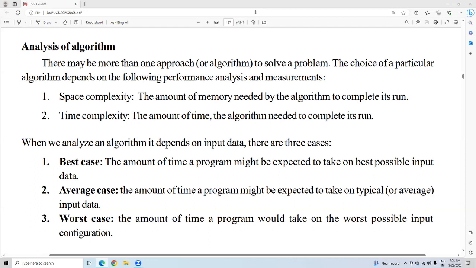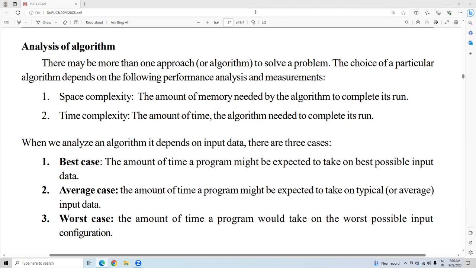So the choice of algorithm in those multiple algorithms or multiple solutions, which algorithm you are going to select, all depends on the performance analysis and measurements. There are 2 points based on which the algorithm analysis can be done. One is space complexity, another is time complexity.